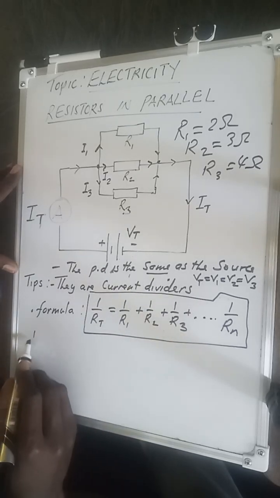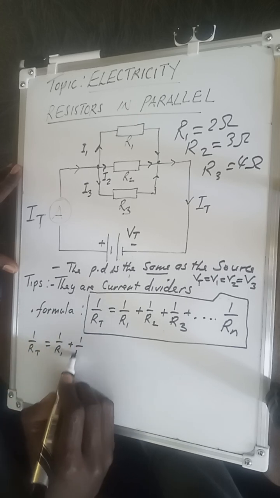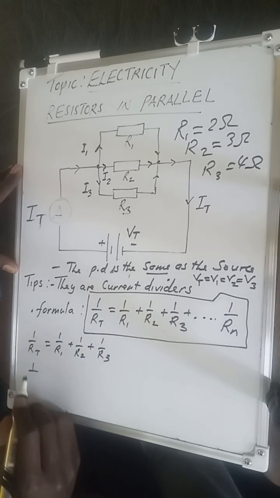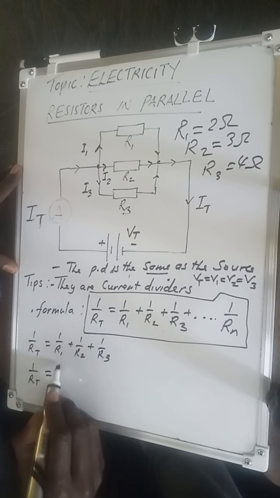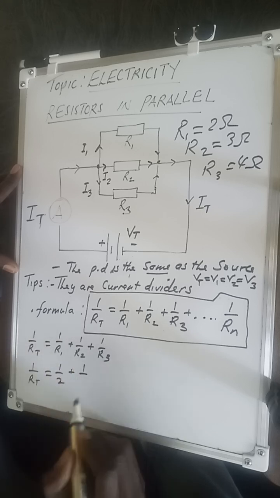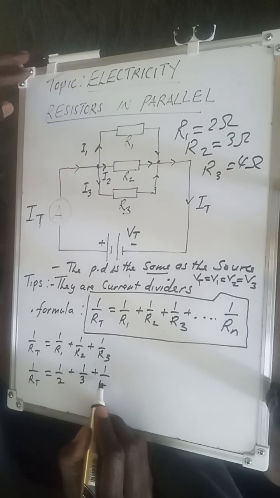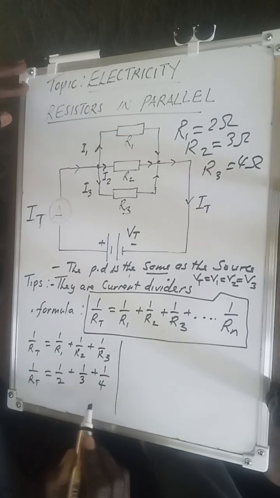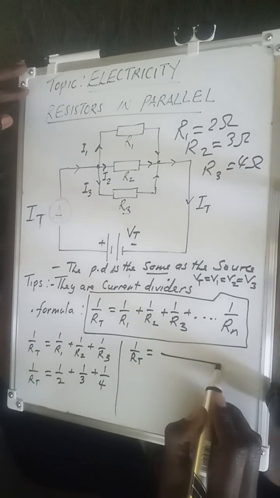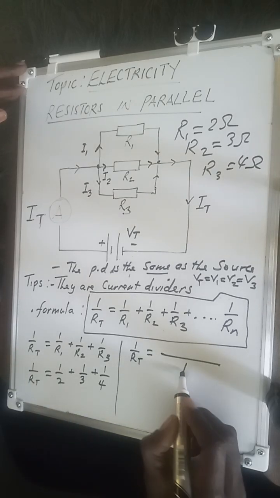So applying the formula, 1 over R total will be equal to 1 over R1 plus 1 over R2 plus 1 over R3. So 1 over R total will be equal to 1 over 2, plus 1 over 3, plus 1 over 4. So we find the common denominator. What's the common denominator of 2, 3, and 4? It is simply 12.